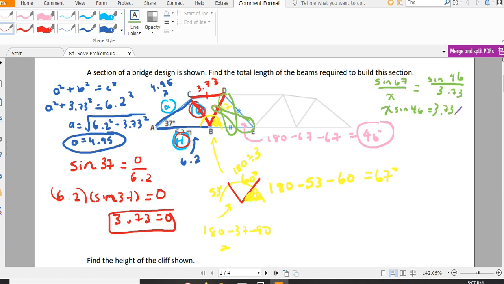So 3.73 times sine of 67, and then divide both sides by sine 46. So then x will give me, if I just type all that in, 3.73 times sine of 67 divided by sine of 46, 4.77. And I have two of them, right? 1, 2.